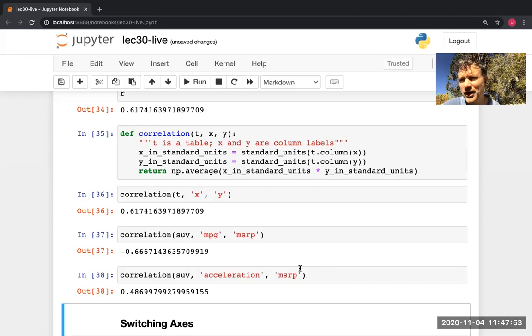Or they may tell you the value of R squared. That's just the square of this. So instead of 0.486, they might tell you the square of 0.486.